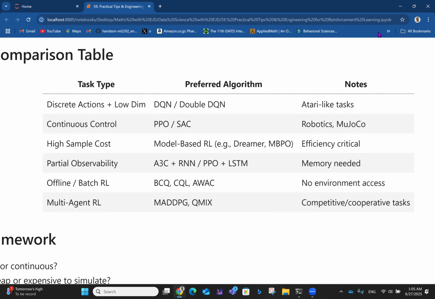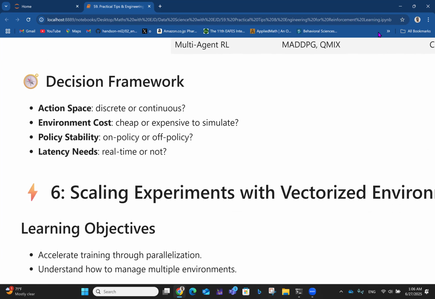Then for offline, you have offline slash batch reinforcement learning. You have things like BCQ, CQL, AWAC. No environment access in this case. So you have multi-agent reinforcement learning where you have algorithms like MADDPG and QMIX. The notes take note that you have competitive and cooperative tasks. So when you have multi-agent reinforcement learning, you have more than one agent interacting in an environment.